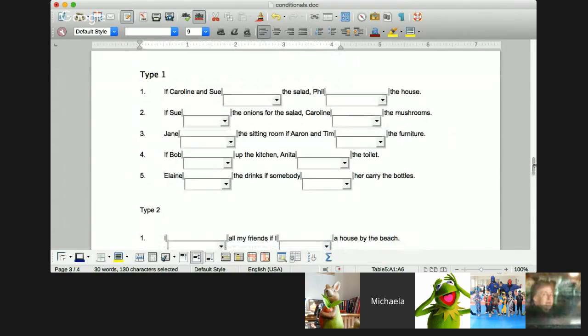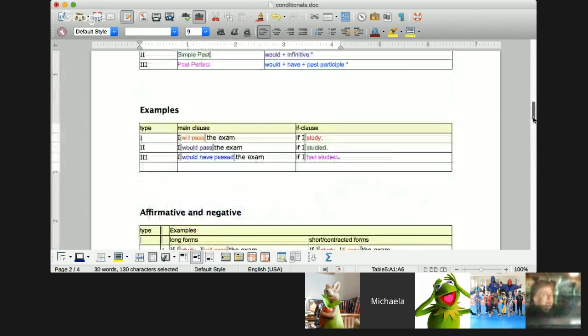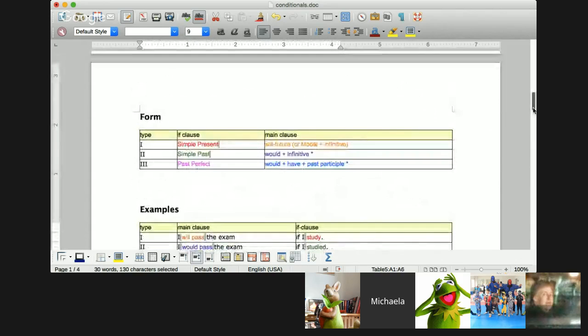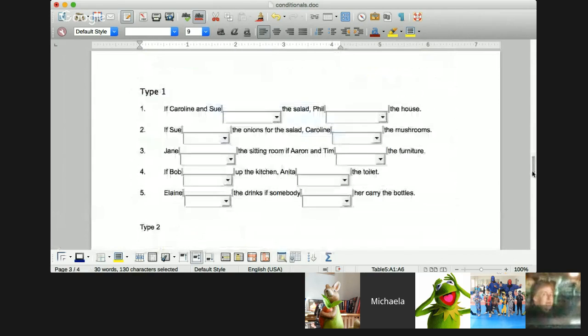So let's try some type 1 conditionals. This is a tough exercise because we don't actually have the verbs here, so you guys have to get creative. You have to read the sentence and then decide what verb would fit in the blank, and then you have to conjugate that verb. So you have to do two jobs here. You have to pick a verb of all the verbs in the English language, and then you have to conjugate that verb. And as a quick review, type 1 is going to be simple present in the if clause and will plus the future in the main clause.